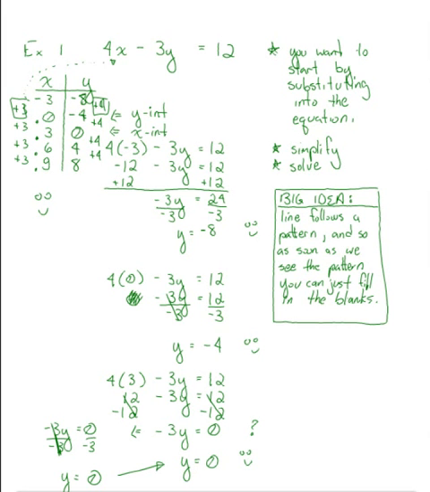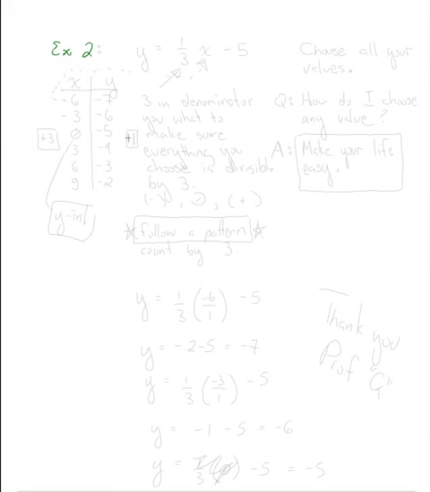Alright, so this is example number 2. And let's say now we're just going to put it in slope-intercept form. So you've got y equals 1/3 x minus 5, right? And you're supposed to graph this or something, but you don't know what to do, and so you can make a table. You can obviously make a table. Maybe the directions are to make a table, right? That's what we're doing. So the idea is now you need to choose all of your values, because they're not giving you anything.